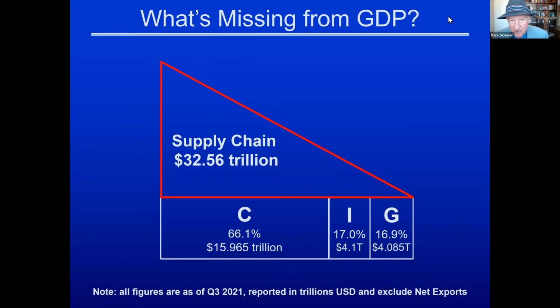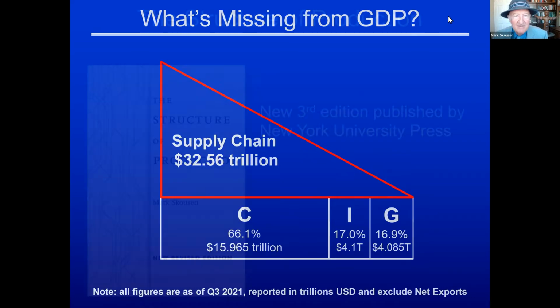GDP in the US is $23 trillion. Supply chain is $32 trillion, substantially more, and suggests that business is a far more important factor in the economy and actual spending in the economy than you see when you just use GDP statistics.